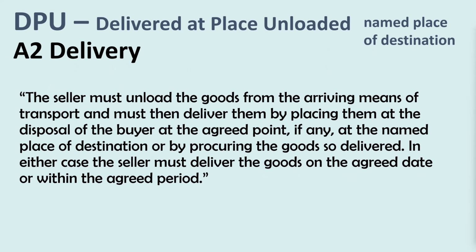First, going back to what the book says, A2 delivery. The seller must unload the goods from the arriving means of transport and must then deliver them by placing them at the disposal of the buyer, at the agreed point if any, at the named place of destination, or by procuring the goods so delivered. In either case, the seller must deliver the goods on the agreed date or within the agreed period.